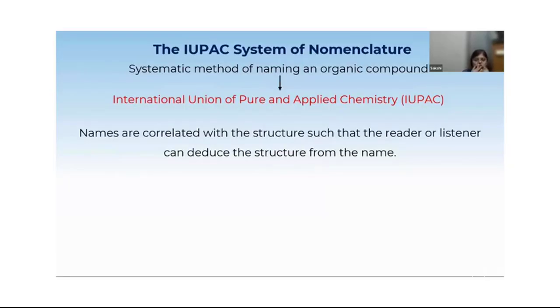As you know, there are so many organic compounds present in nature, right? It is impossible to just identify them by their smell or by certain other characteristics. So we have to give them names, right? And we have to have certain rules for that, so that if I tell you the name, you can also deduce or write its structure.